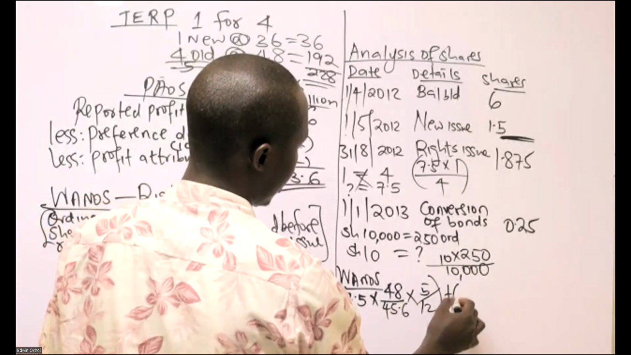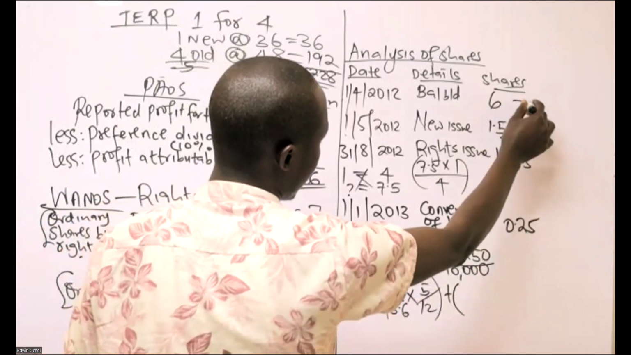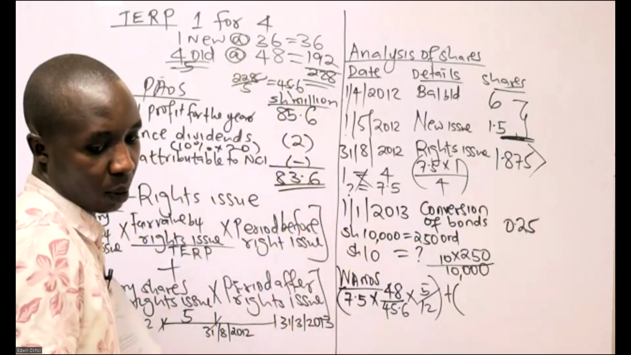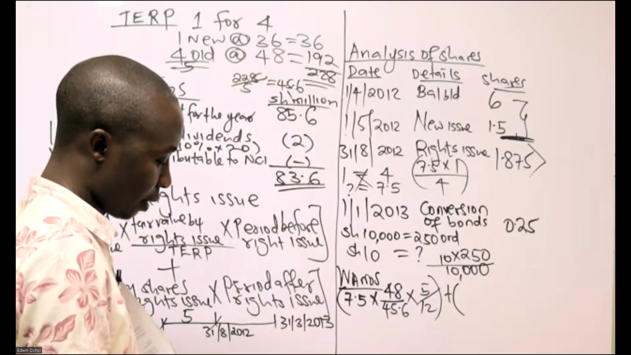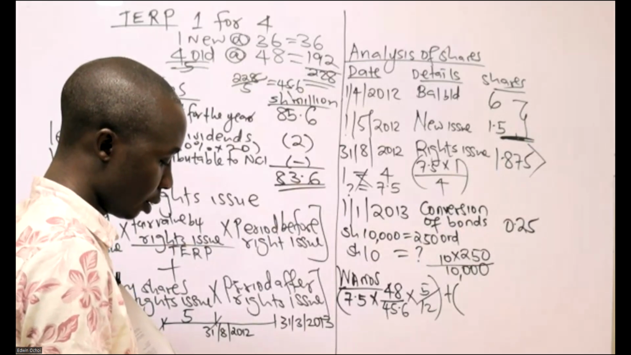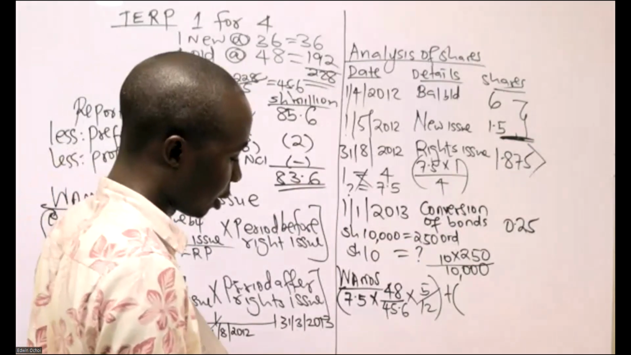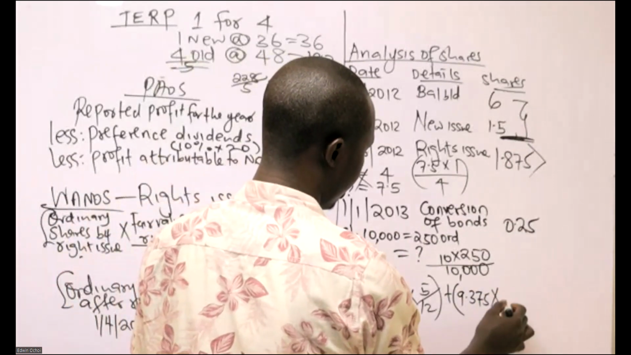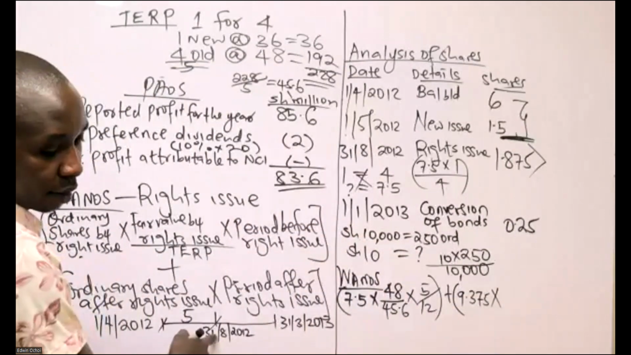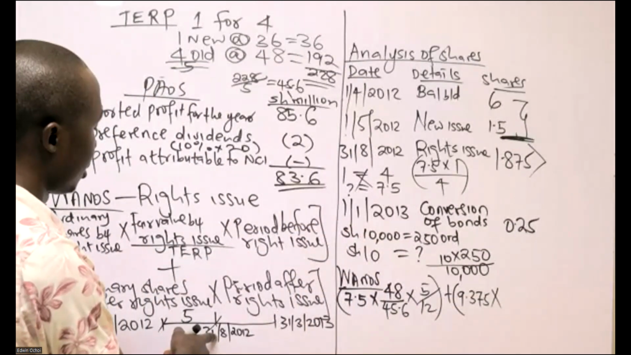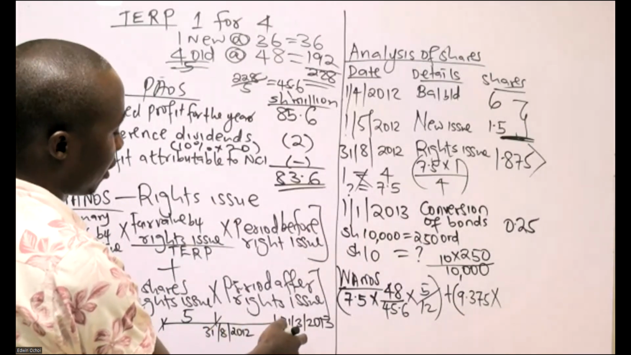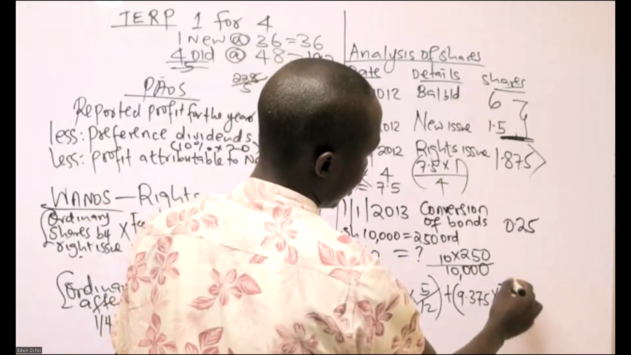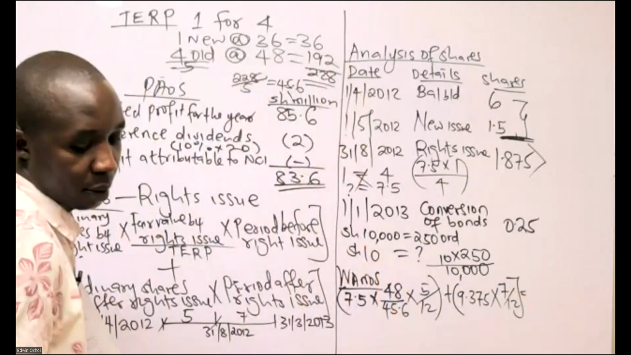You add with what? The ordinary shares before the rights issue plus the ones through the rights issue. So 7.5 plus 1.875, so that is 9.375, times the period after the rights issue, from 1st September 2012 to 31st March 2013, those are 7 months. So you say 7/12. So that is what the formula gives us.